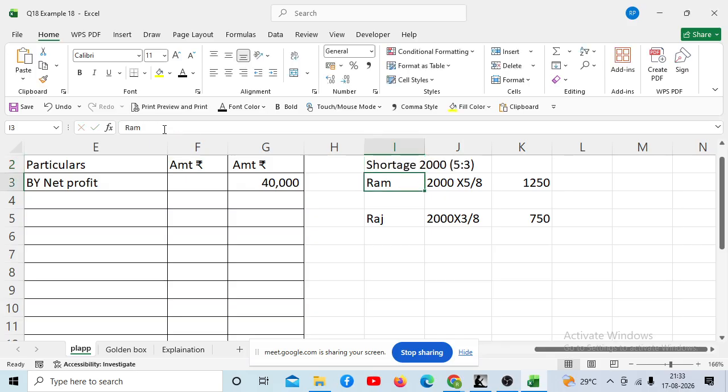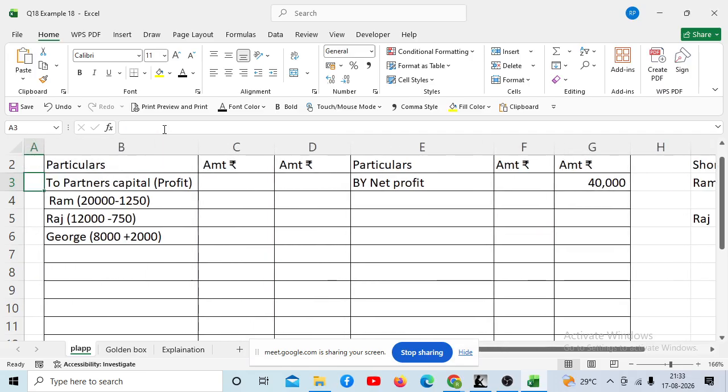So this shortage of 2,000 will be shared by Ram and Raj in the ratio 5 is to 3, because that is Ram's and Raj's ratio, right? So just write this note, shortage of 2,000 will be shared by Ram and Raj in the ratio of 5 is to 3. So how much Ram has to contribute? 1,250. And how much Raj has to contribute? 750. So this we have to subtract. This fellow has to contribute 1,250 for this 2,000, and this fellow has to contribute 750.